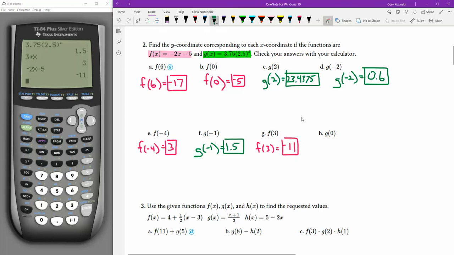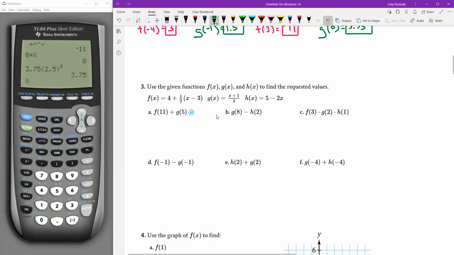And come on, definitely mental math here, right? G of 0. Anything raised to 0 power is 1, and 1 times 3.75 is 3.75. X, or 0 stored as x, 3.75 times 2.5 to the power of x, 3.75, told you.